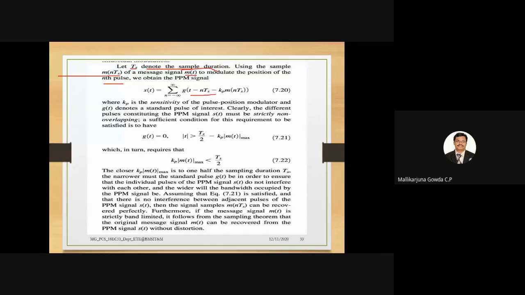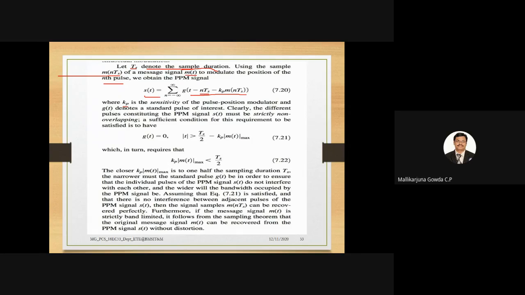Okay, this is fine. So what is Kp? Kp is nothing but the sensitivity of the pulse position modulator, similar to the frequency sensitivity and phase sensitivity we discussed in PM and FM. Here we say Kp is the sensitivity of the PPM, and g(t) denotes the standard pulse. So g(t minus nTs minus Kp times m(nTs)) will be our PPM signal.